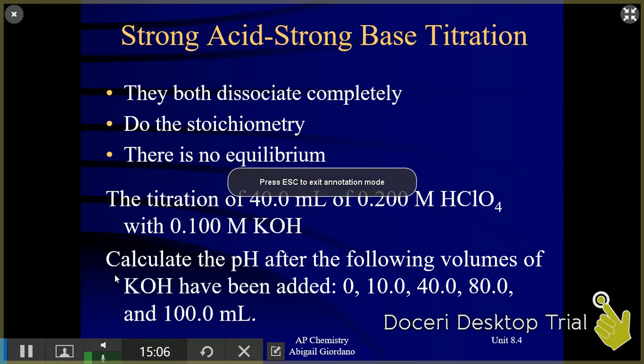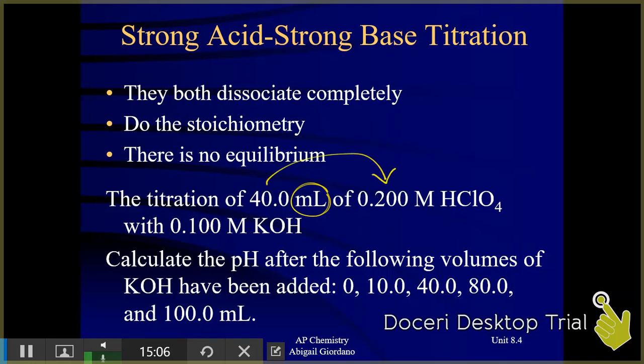I want to tell you guys that most of the volumes that you'll be given in these problems will be given to you in milliliters. To get millimoles, I don't have to change milliliters to liters. I can just do 40 times 0.2 and I get 8 millimoles. I like that better. It's less work. It's a nicer number to deal with. But guys, if that makes you uncomfortable, you don't have to do it. You can put in 0.008 moles and you'll be fine.